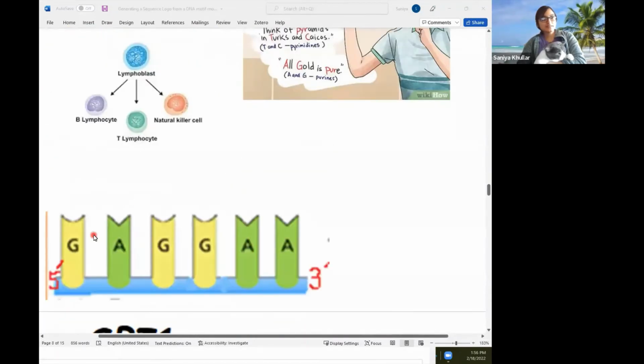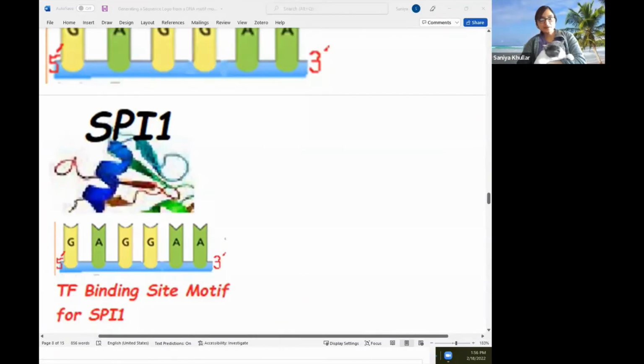So because it binds here, SPI1 would have to have some site where a C binds with the G, this would be a T here, a C binds with the G, C binds with the G, T, and then the T here. It would need something like this.